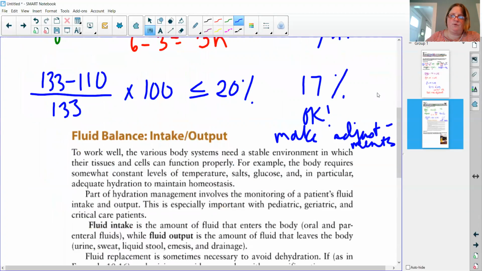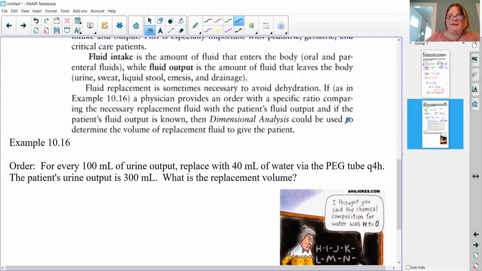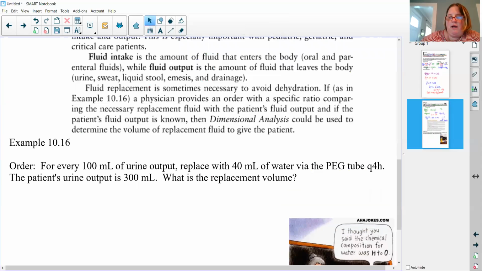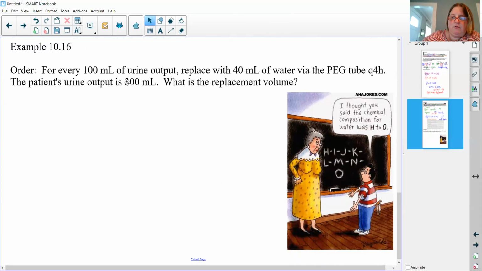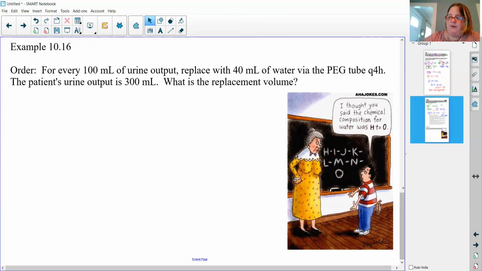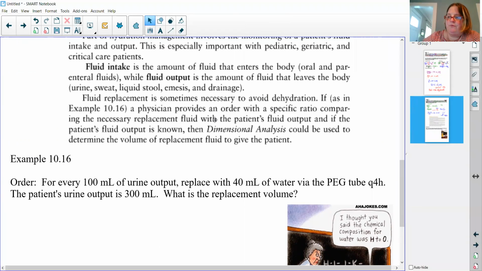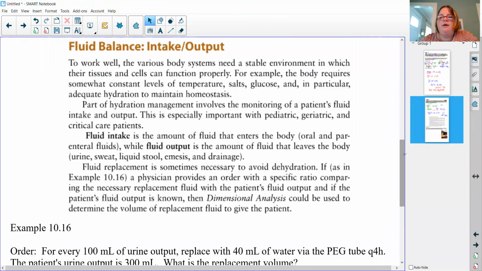So what's this? Fluid intake and output. I got this right from the book, so I'm going to read it to you because it explains this better than I could. To work well, the various body systems need a stable environment in which their tissues and cells can function properly. For example, the body requires somewhat constant levels of temperature, salts, glucose, and in particular, adequate hydration to maintain homeostasis. Part of hydration management involves the monitoring of a patient's fluid intake and output. This is especially important with pediatric, geriatric, and critical care patients.